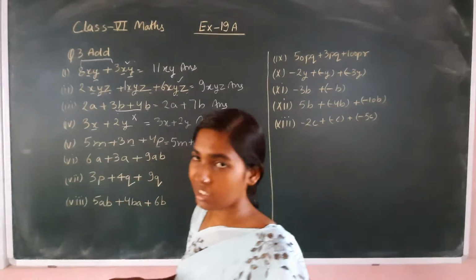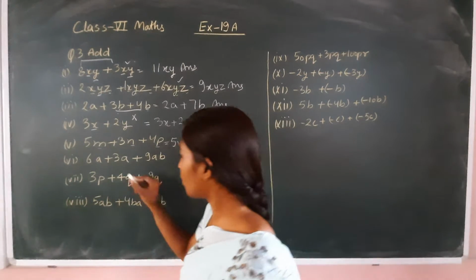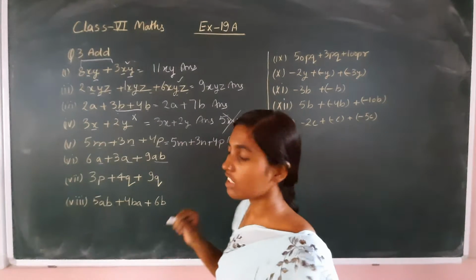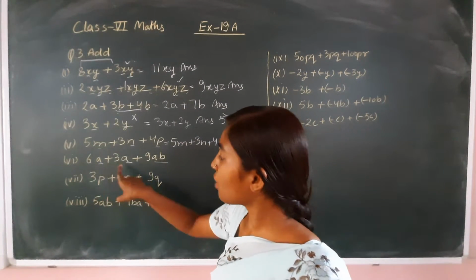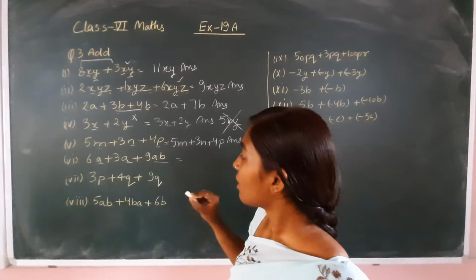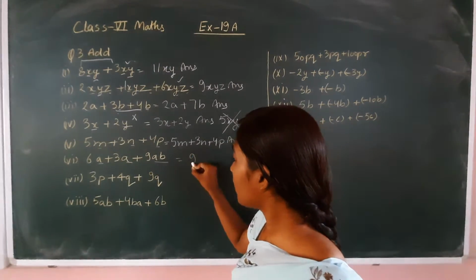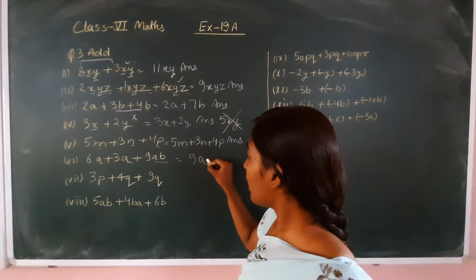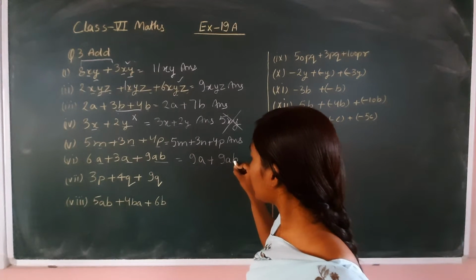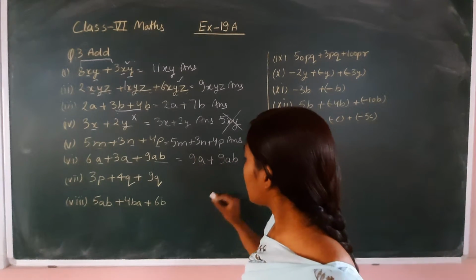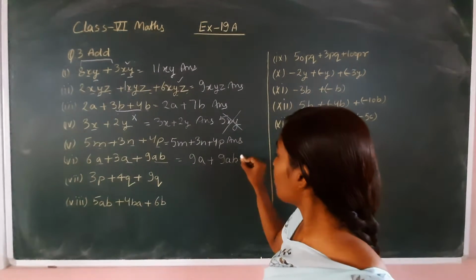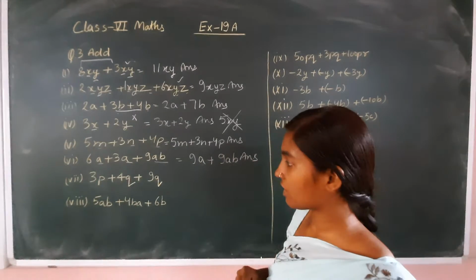Now come to next. Again check whether these are like terms or not. Here is a, here is a, but here is ab. The last one is different. The first two are same, so they will get added up. Add the first two terms. 6 plus 3 will become 9 and the variable is a, and the next term will be as it is because it is not like terms with this term. Here is a, here is ab, so no addition and no subtraction is possible. So this is the answer.